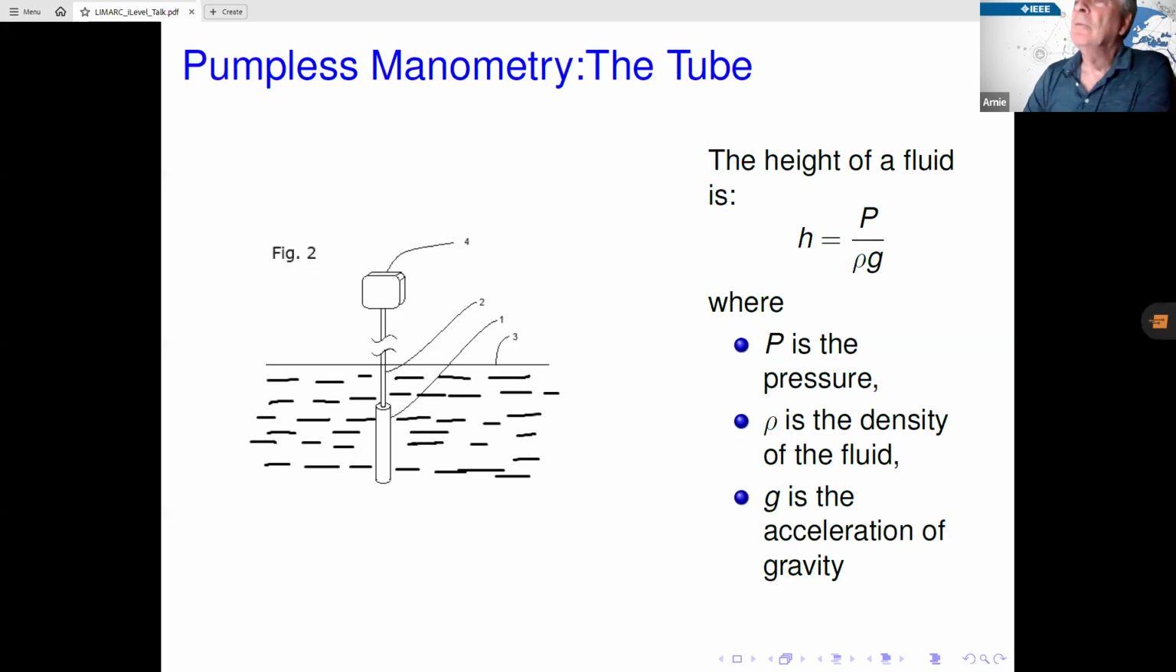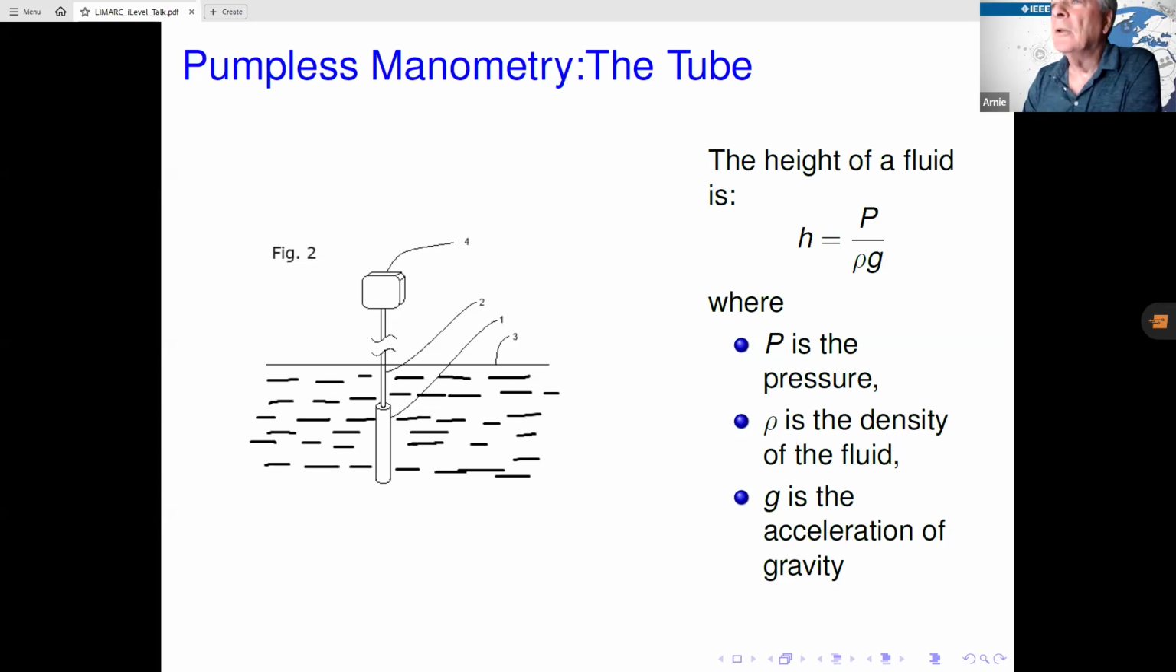Normally, if you drop a tube into a tank of liquid, the height of the fluid is basically the pressure in the tube divided by the density of the fluid and the gravitational constant, acceleration of gravity, excuse me. So that's what's shown here.